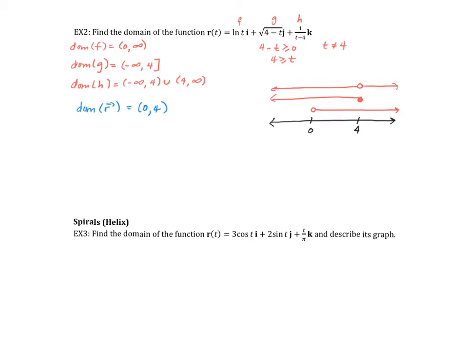And the domain is where all of these overlap. So you see they only overlap from 0 to 4, and we don't include 4 because we have an open circle there.